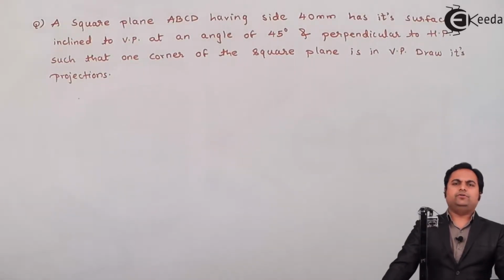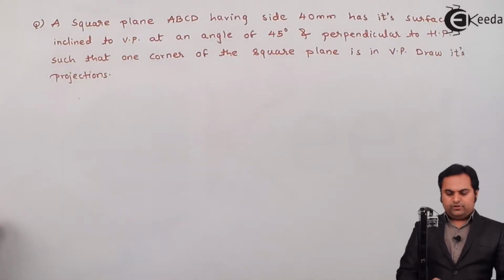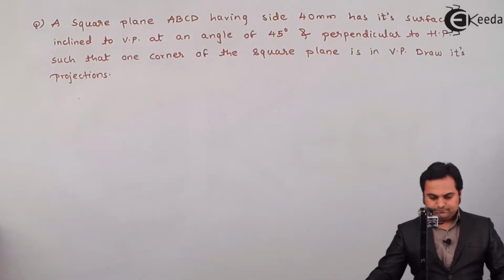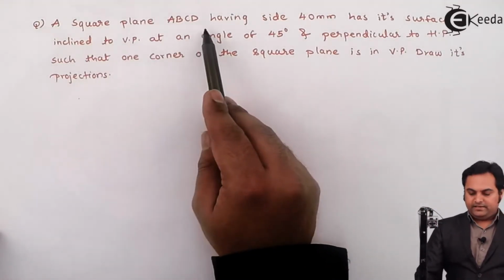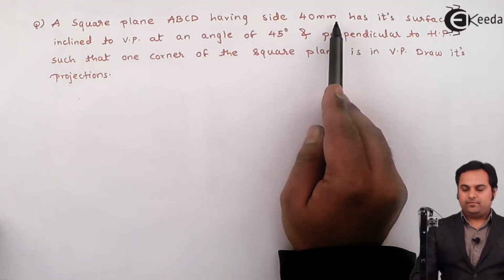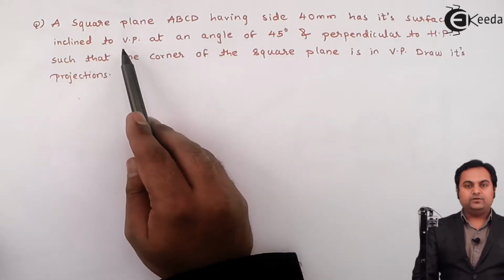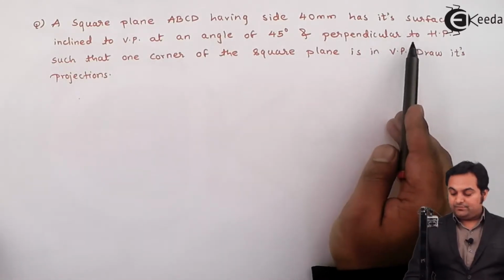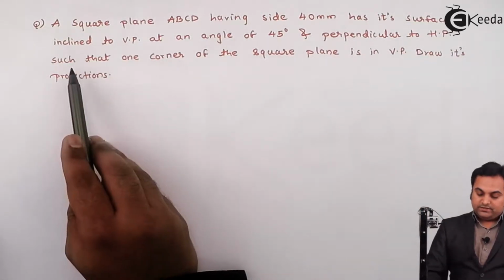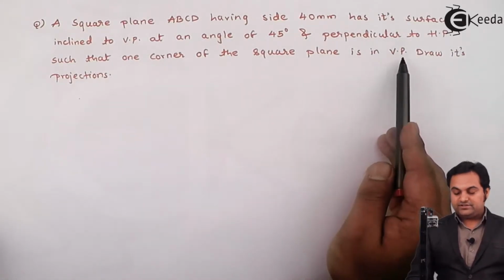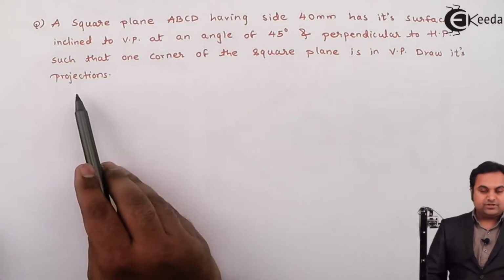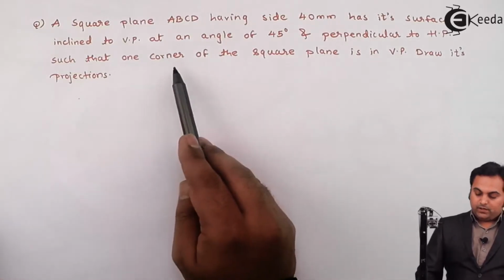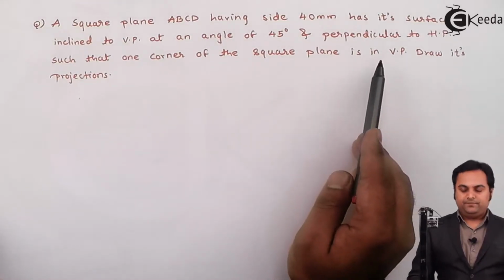In this video we are going to see a problem on projection of planes. For that, here is the question. A square plane ABCD having side 40 mm has its surface inclined to VP at an angle of 45 degrees and perpendicular to HP such that one corner of the square plane is in VP. Draw its projections. In the question it is given that one corner of the square plane is in VP.